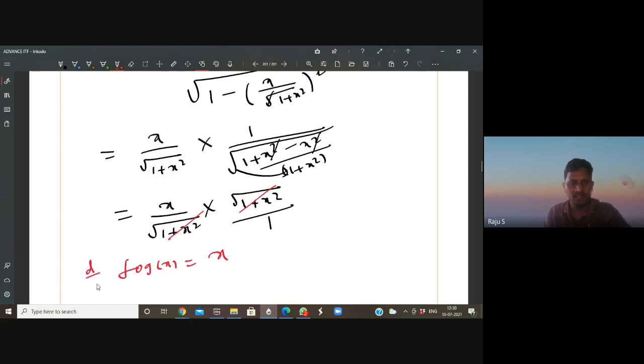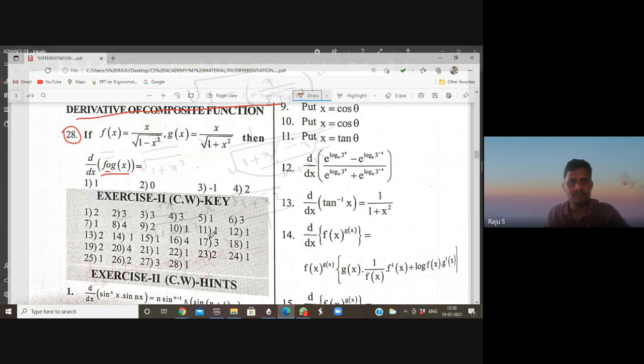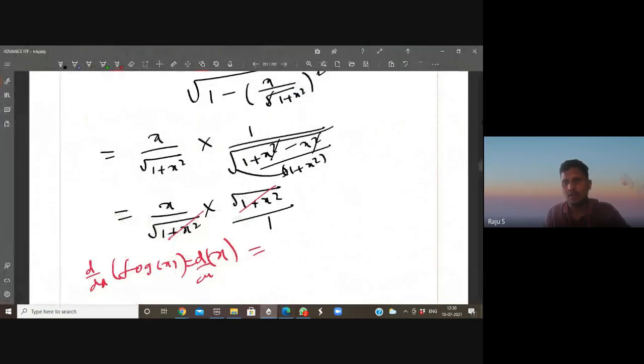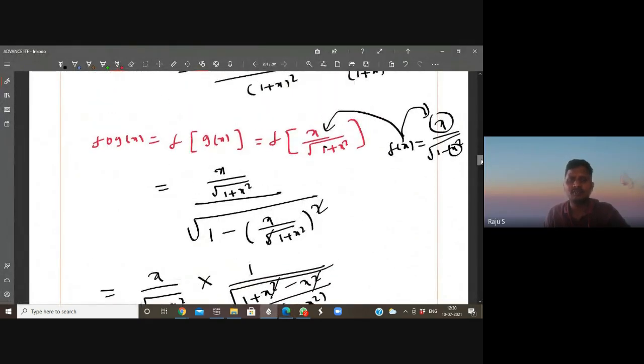When we differentiate, what is the derivative of x? What is the correct answer? First option, 1. Yes, exactly. Any doubt? You can just find f circle g value first. F circle g of x can be written as f of g of x. I replace the g of x value, then replace x here. Simplified, that's all.